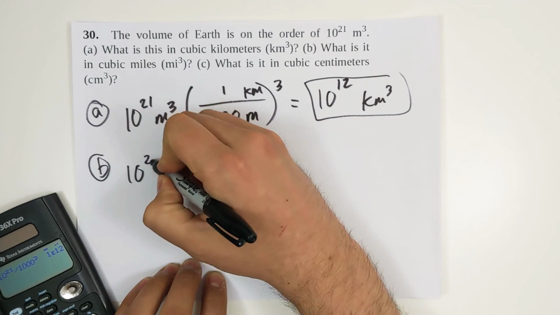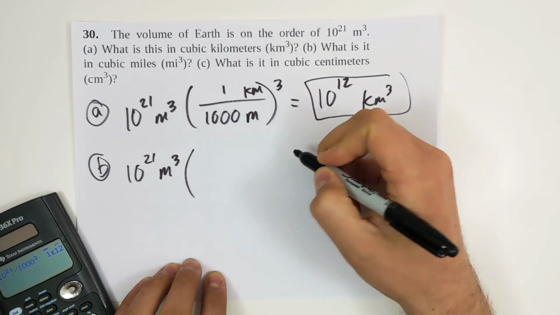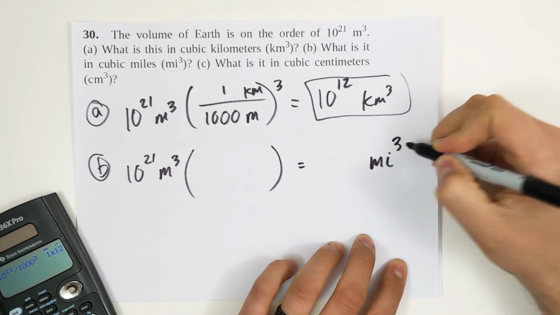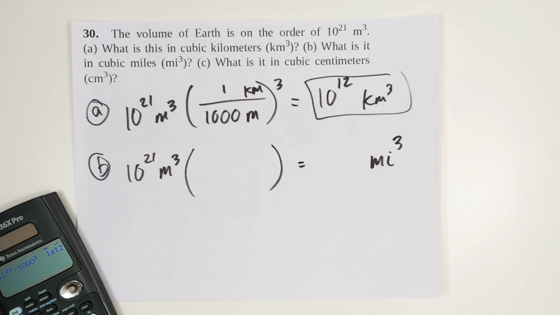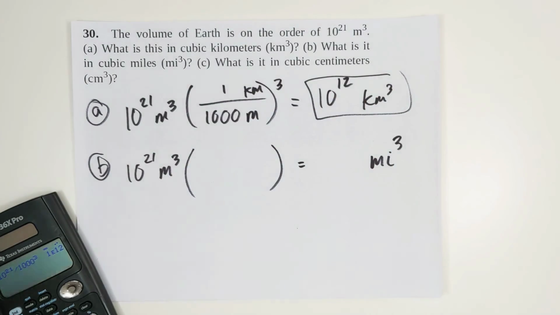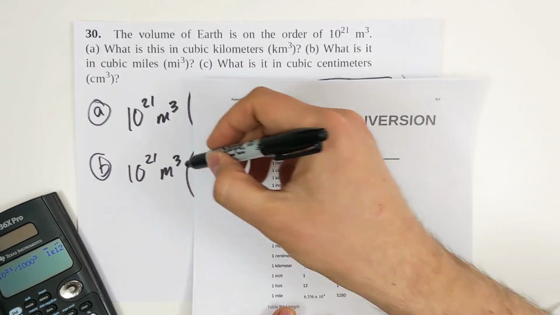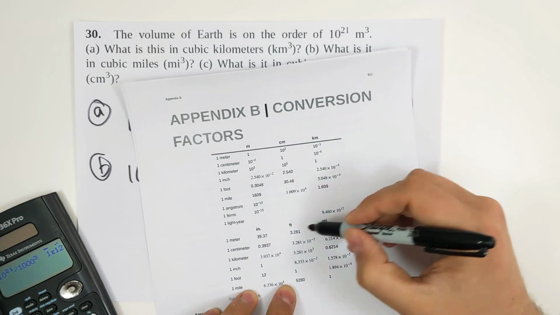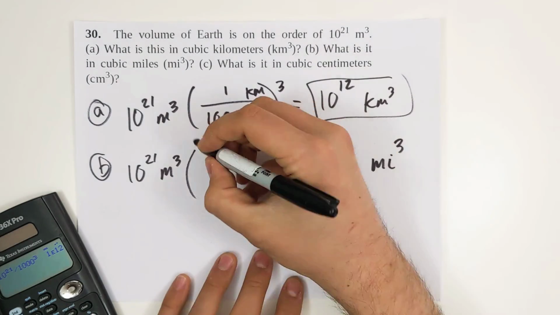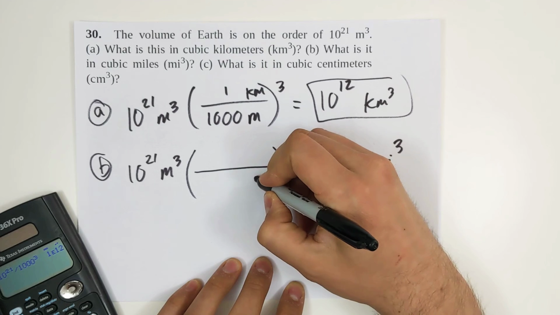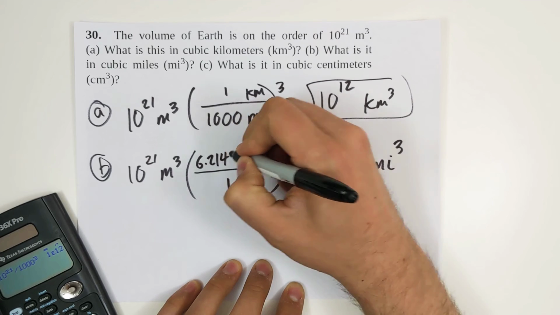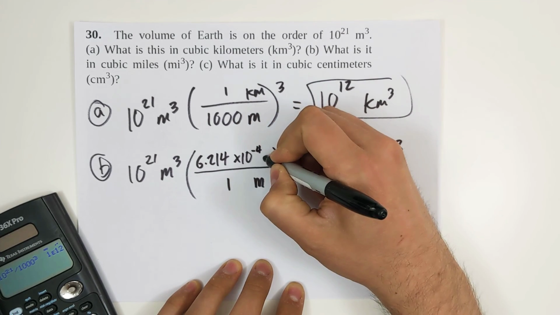Okay, it's the same thing. 10 to the 21 meters cubed times something equals how many, what do we want? Miles cubed. That is a terrible unit, but anyways, I'm sure it's useful. But you'll never find that in a unit conversion. But what we can find is meters and miles. So 1 meter is 6.214 times 10 to the minus 4th miles.